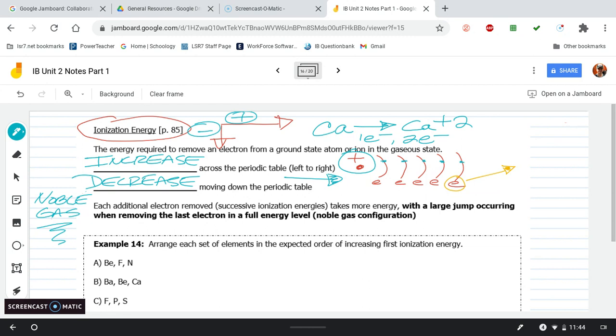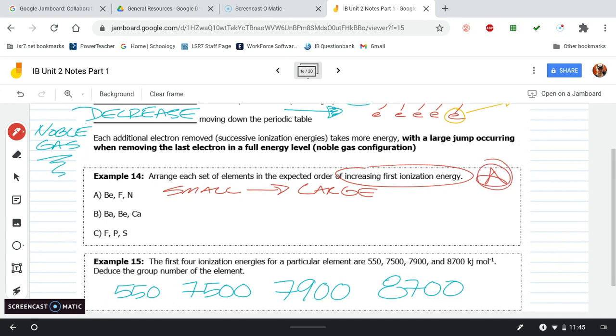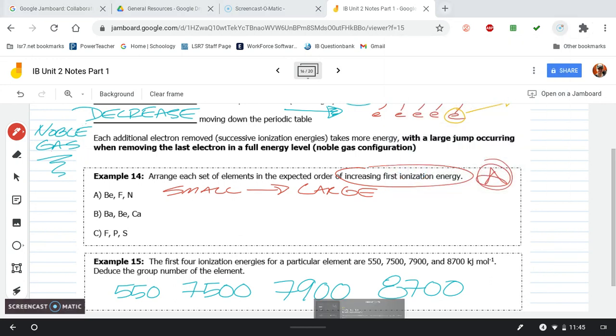So, all right. Some general practice here. Example 14. I want you guys to try this on your own. Try to arrange these in order of increasing. Increasing means you want to go from small ionization energy to large. This is always important on a test to make sure you understand if it's increasing or decreasing. So I'm going to pause it here and we'll pick up with the answers on that in a minute. The way to do this is just to go over to your periodic table. There we go.